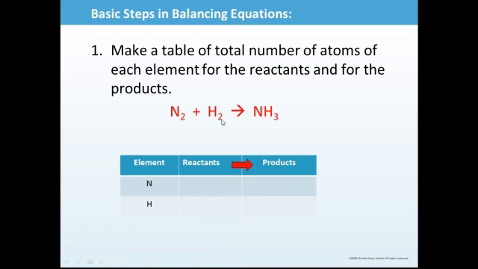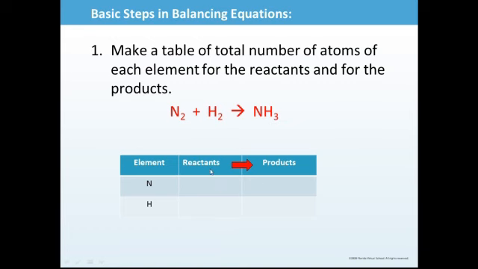As you're starting out, I recommend that you make yourself a little data table. Put in there the element, and list all the elements that you have in your equation. Then we're going to make a list of how many of those atoms we have as reactants and how many we have as products.